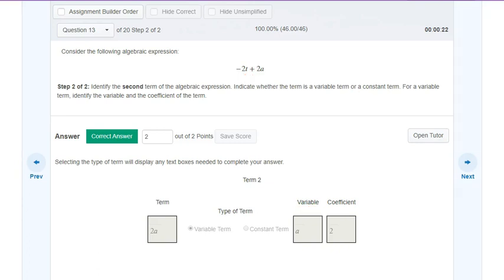Now the second term is also a variable, 2a. The variable part is a, and the coefficient is 2.